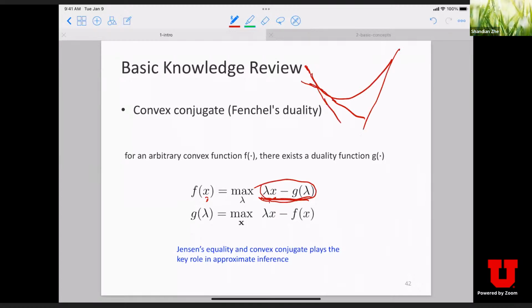So you see that this could be lambda 1, this could be lambda 2, this could be lambda 3, and so on. You can see that when you vary the slope of the tangent line, the position at which you touch the function f will change as well. So let us pick a particular point, x. Suppose this is my x.